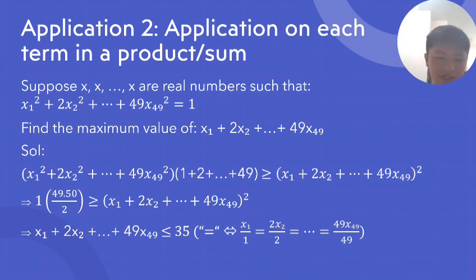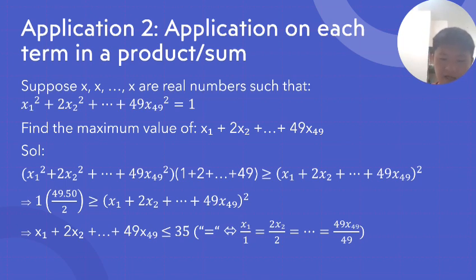Moving on to the next application: application on each term in a product or sum. Suppose x1, x2, up to x49 are real numbers such that x1 squared plus 2 x2 squared plus dot dot dot plus 49 x49 squared is equal to 1. Find the maximum value of x1 plus 2 x2 plus dot dot dot plus 49 x49. Here's the solution. We multiply the sum of squares that we get in the question with 1 plus 2 plus dot dot dot plus 49, so that we can apply Cauchy-Schwarz here.